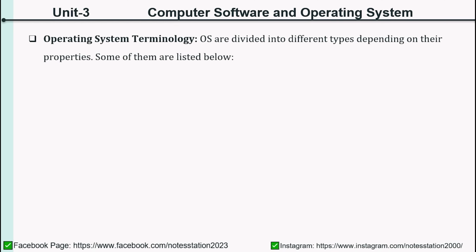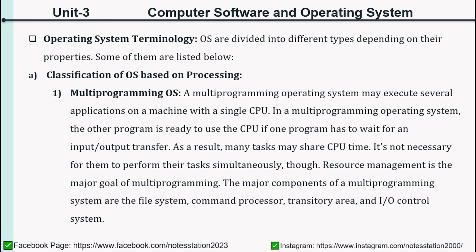Operating system terminology. OS are divided into different types depending on their properties. Some of them are listed below. Classification of OS based on processing. Multiprogramming OS. A multiprogramming operating system may execute several applications on a machine with a single CPU.